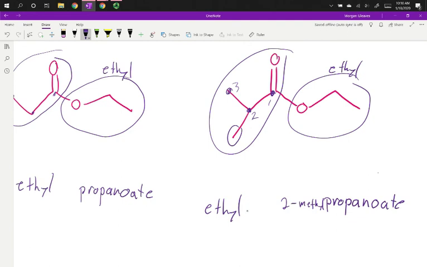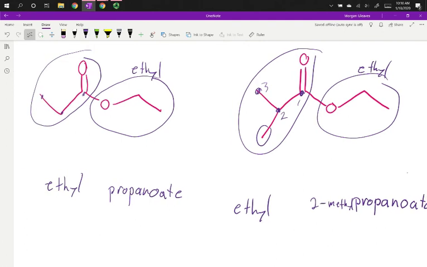Ethyl tells us that the single bonded oxygen side's carbon chain is just 2 carbons long. And the 2-methyl prop tells us I have a 3 carbon chain with a methyl off the second as part of my double bonded oxygen side. So ethyl 2-methyl propanoate. So this is the idea of naming esters. You have to identify the 2 different sides.